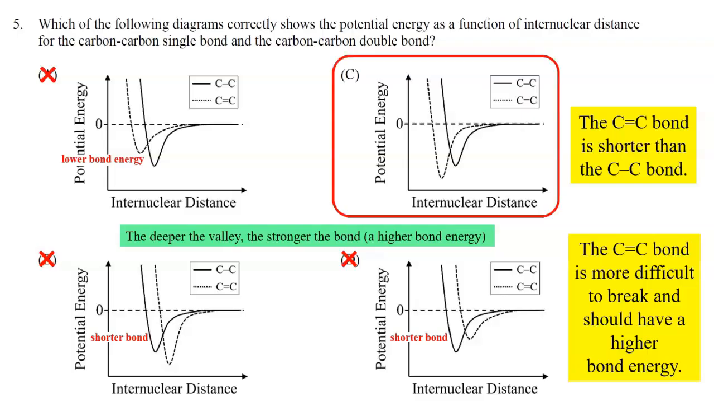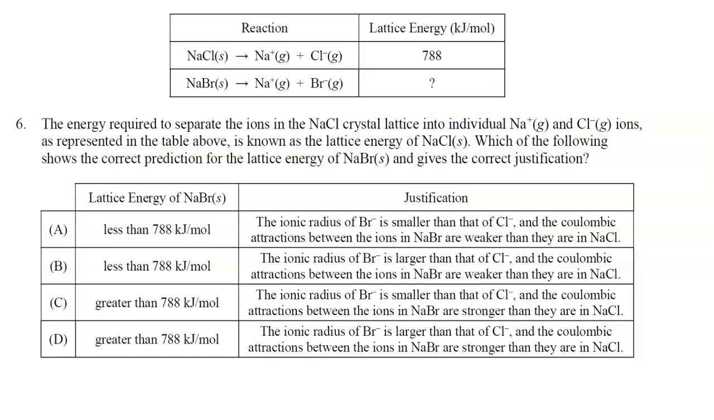So again, why is choice C the correct answer to question 5? Focusing your attention on that dashed line, we can see that not only is the carbon-carbon double bond shorter in length, it also has a higher bond energy. So hopefully that makes sense why choice C is the correct answer for question 5. Now let's take a look at question 6.